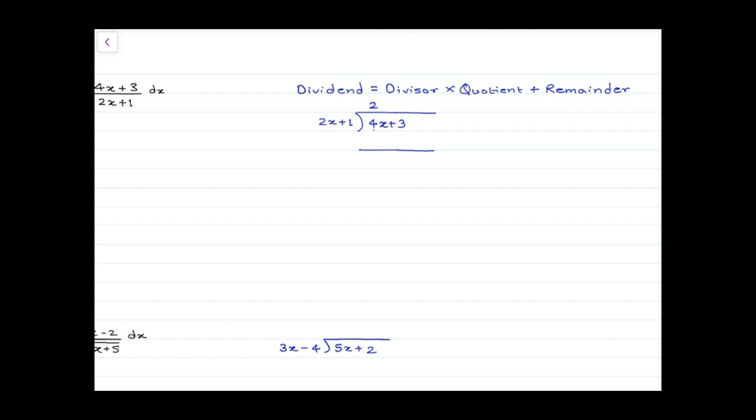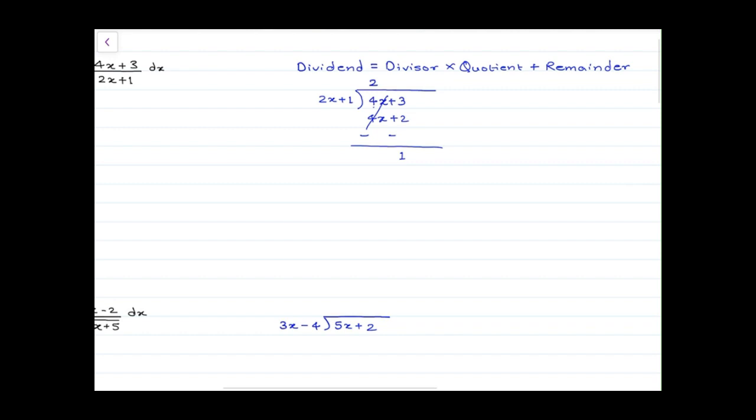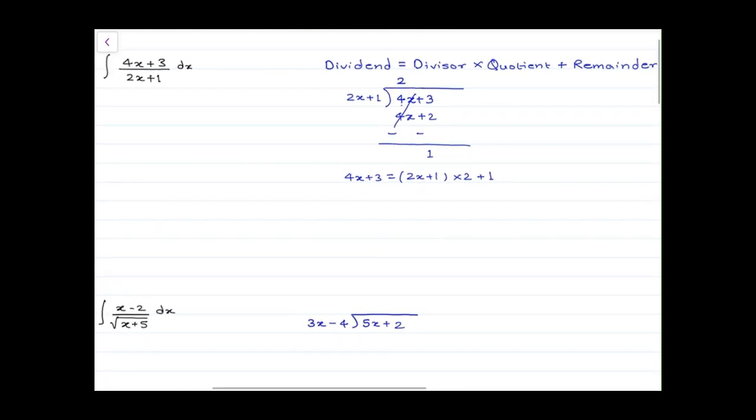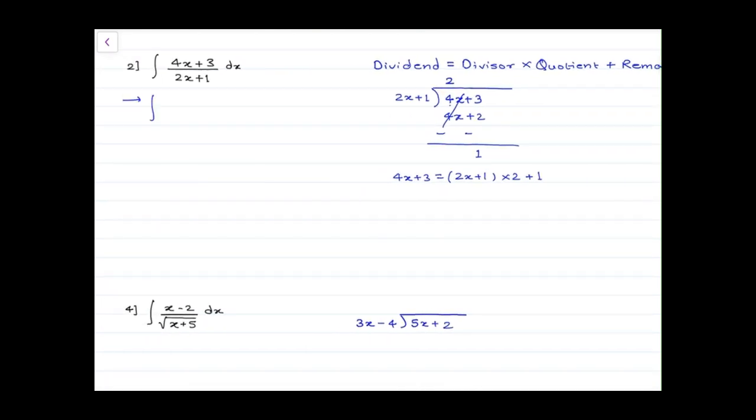So for getting 4x we can multiply 2. So 2 times of 2x is 4x plus 1 times of 2 is 2, right? And we need to change the sign. So we will have 4x minus 4x, 3 minus 2. So we will remain with 1. Now we need to write the equation of 4x plus 3 in terms of the above formula. So we have 2x plus 1 multiplied with 2, that is quotient, plus remainder is 1. Now I can replace this equation in the question.